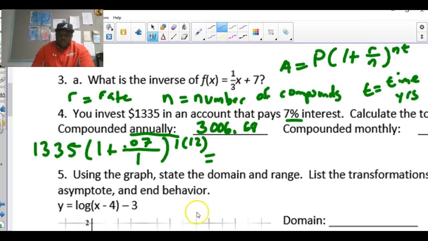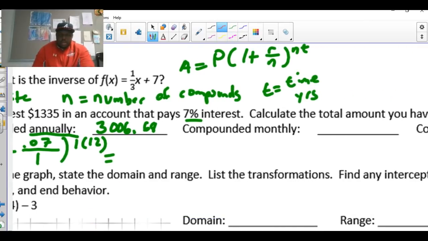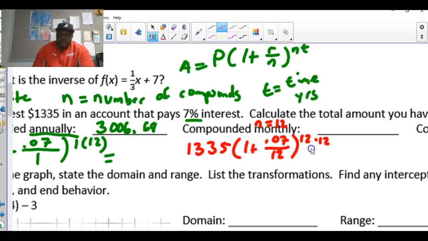If we were to compound it monthly, the difference here is now N is 12, because monthly is 12 months in a year. So our equation will still be P, 1,335 times 1 plus our 7% divided by 12 now because it's 12 months in a year. And then we still raise it to N times T. So that's 12 times 12, or you could write 144.